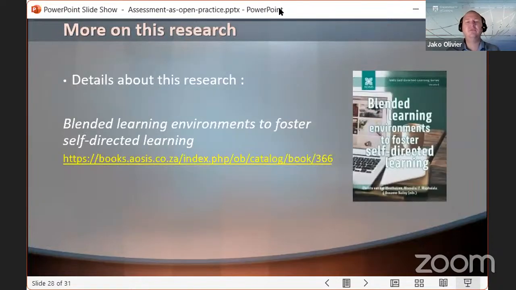And if you want to read more about this specific research, you can look at this book. I'm going to add the link there for the whole series. All those books, of course, are openly licensed, so you can download them and share them for free. And all those books relate to self-directed learning, but if you look at this one specifically, there's emphasis on blended learning interventions, and the one was the one we did with the renewable assessments.